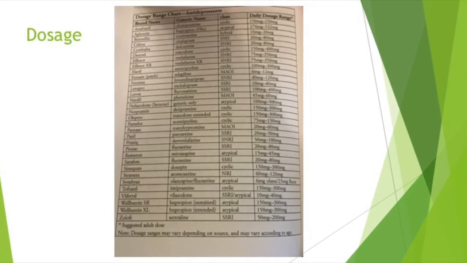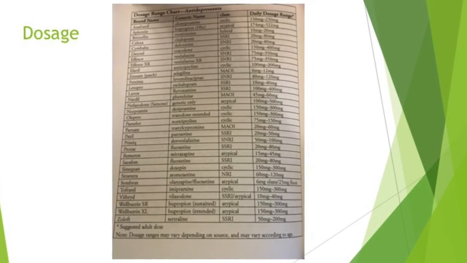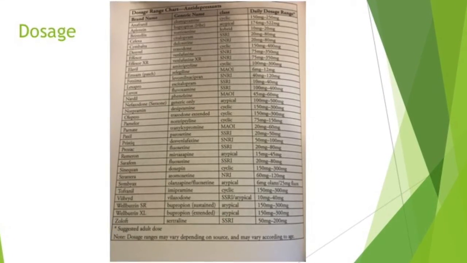In this table, you can see the dosage range chart for antidepressants. These dosages are a guideline and they depend on the source as well as varying personal factors such as age. Included in this table is the brand name, generic name, class, and recommended daily dose based on these preceding factors.